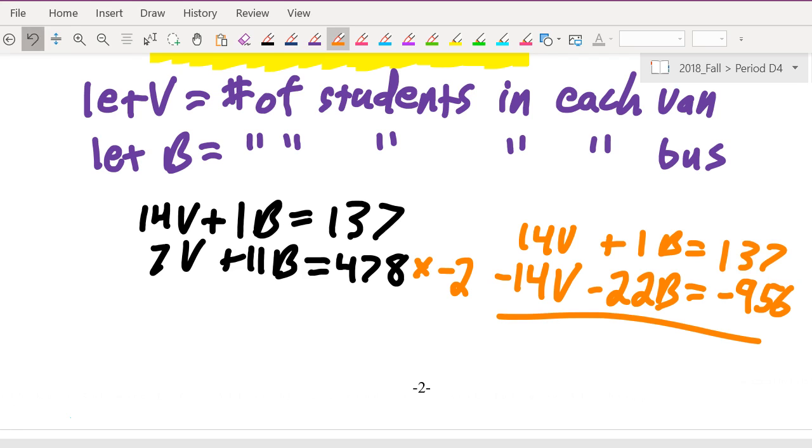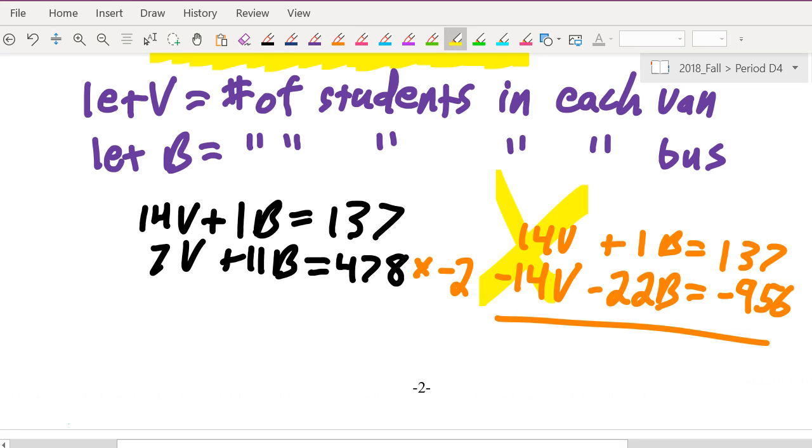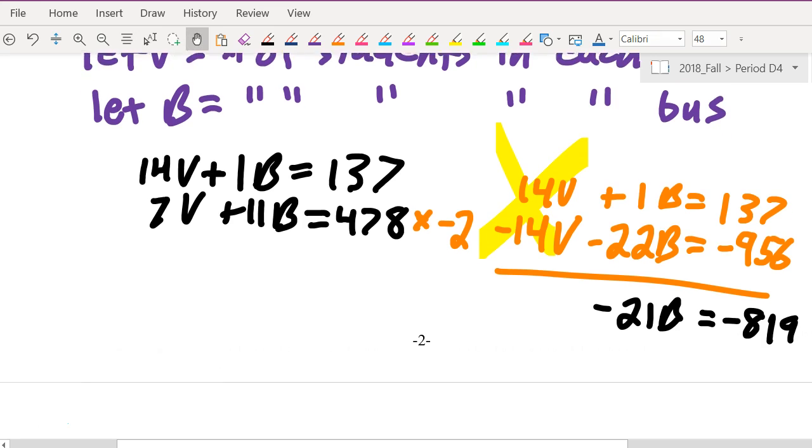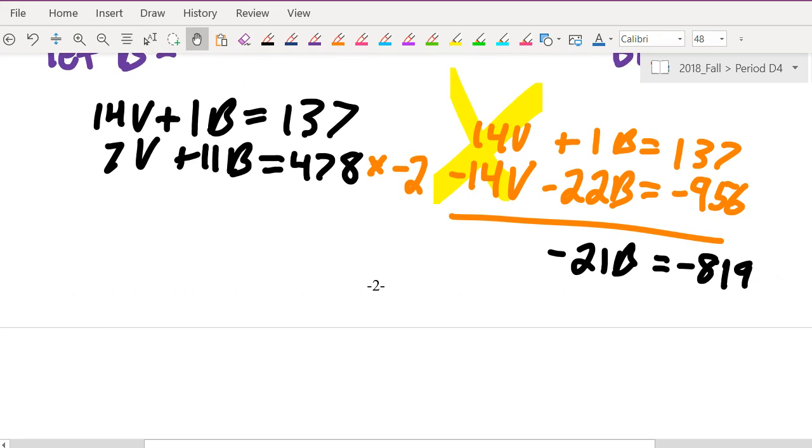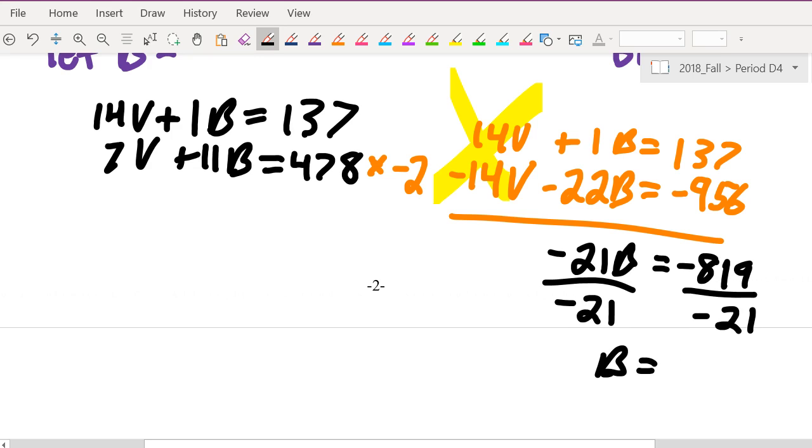Alright, so that should eliminate, does it? Yes. I agree. That eliminates right there. And we get negative 21B equals negative 819. Does that go into 21? What do we get? 39. Awesome. Divide by negative 21. B equals 39. So that means that there are 39 students on each bus.